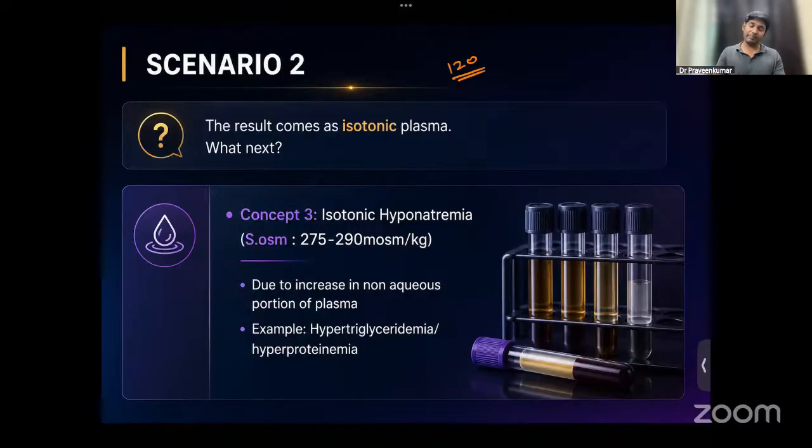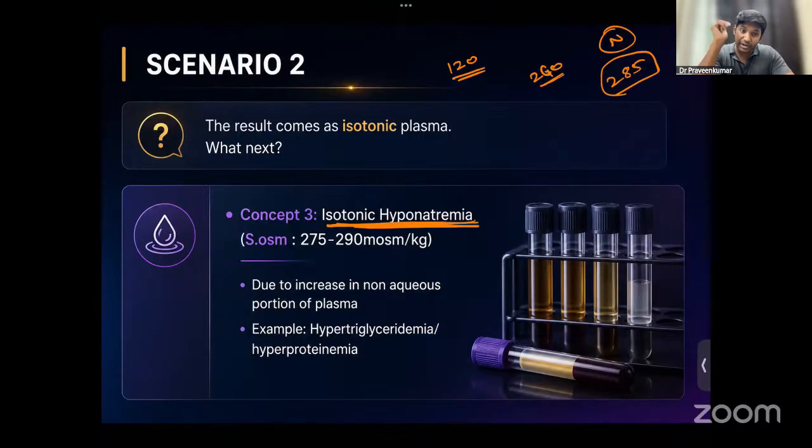You expect the tonicity to be somewhere around 260, which is low, or 240. Okay, it should be like that. But then you get a tonicity of 285, which is almost normal, quite normal. So this is called isotonic hyponatremia. This is the second scenario. So the third concept here is that it is due to an increase in the non-aqueous portion of plasma.